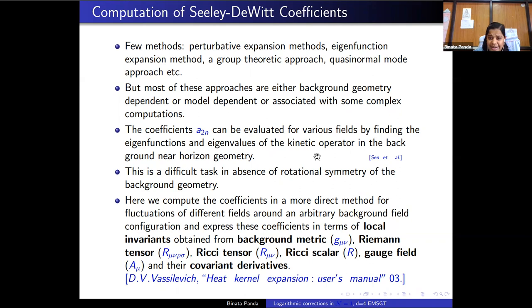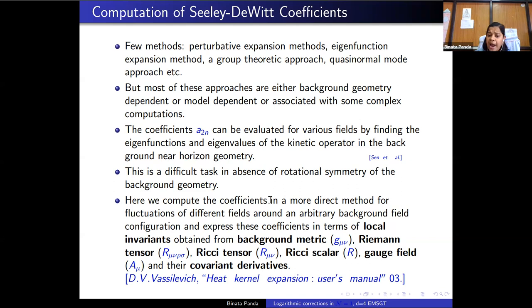And there comes our method: we follow a more general method, the heat kernel expansion, basically given by Vassilevich in 2003. This is the most general, or direct, method that we can use to do this calculation for different fields on any arbitrary background field. So we could calculate it for Kerr, Kerr-Newman, Reissner-Nordström, everything in one go. We can use this method for any arbitrary background field configuration, so we don't have to stick to any particular one.